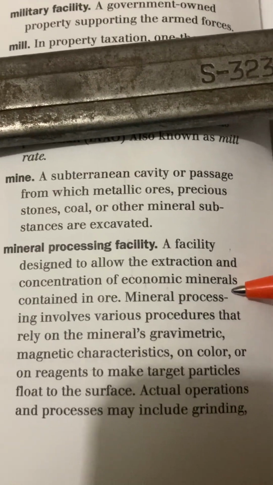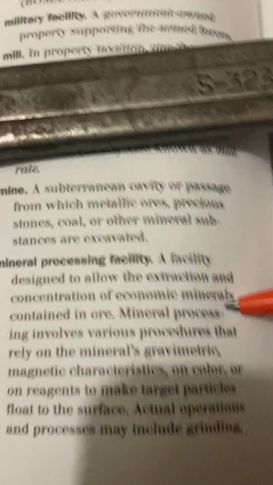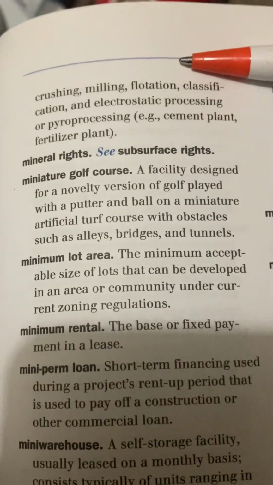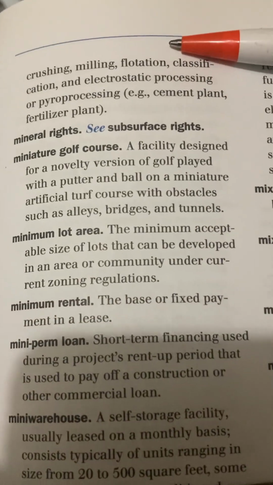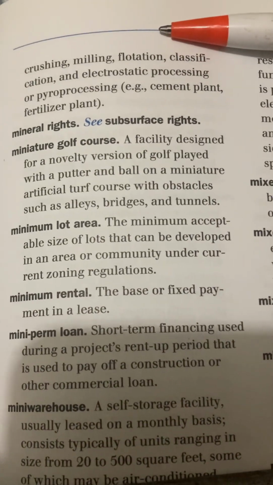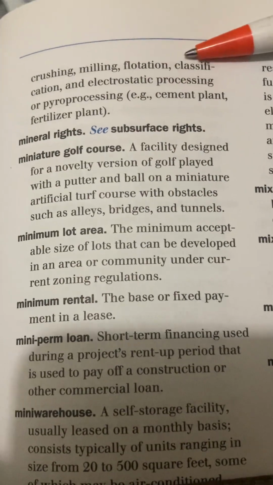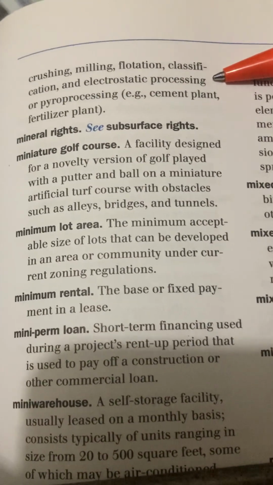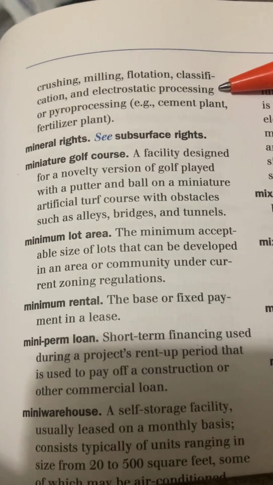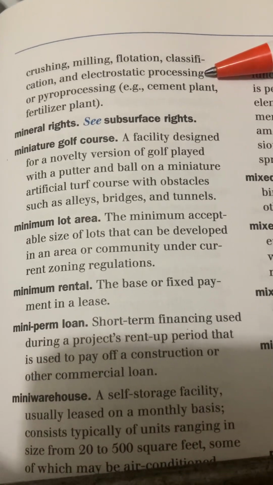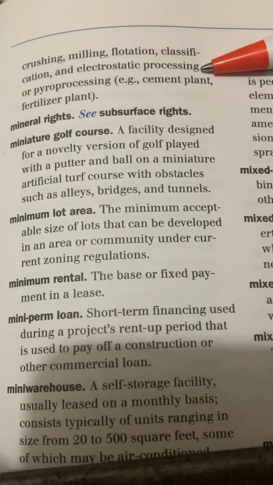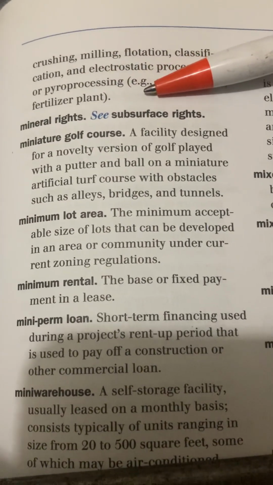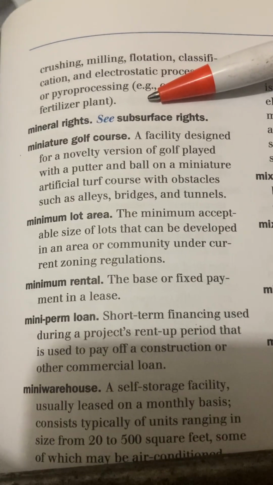Actual operations and processes may include grinding, page 147, crushing, milling, flotation, classification, and electrostatic processing, or pyroprocessing. For instance, a cement plant, fertilizer plant. Mineral rights. See subsurface rights.